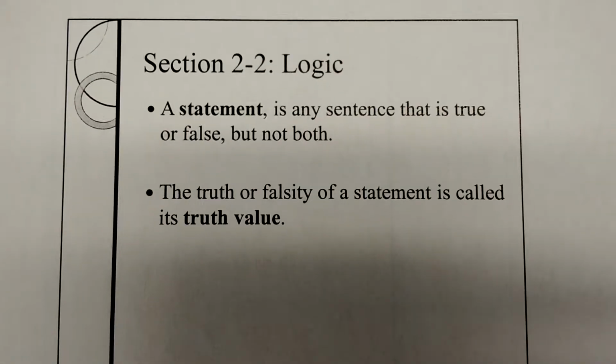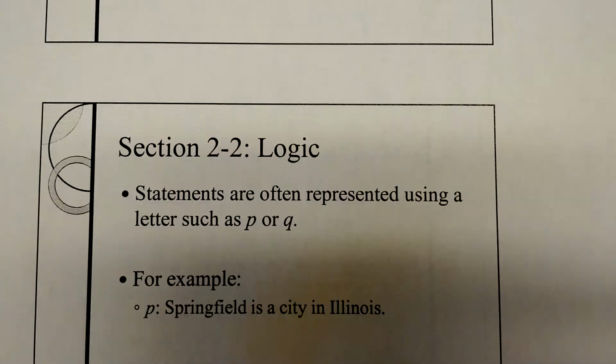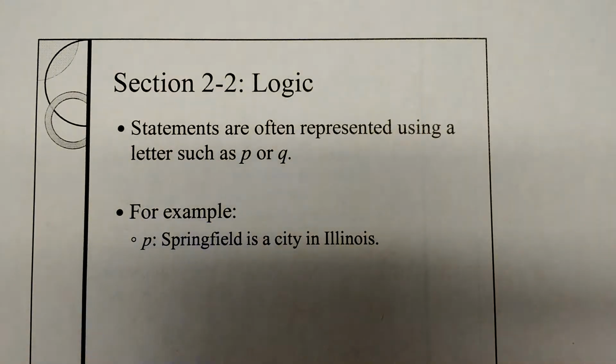So in logic, you may have what's called a statement. That's any sentence that can be true or false, but it can't be both. And it can have a truth value, which is either true or false. Normally, your statements are represented by variables such as P or Q. For example, Springfield is a city in Illinois. That is an example of a true statement, because Springfield is a city in Illinois.